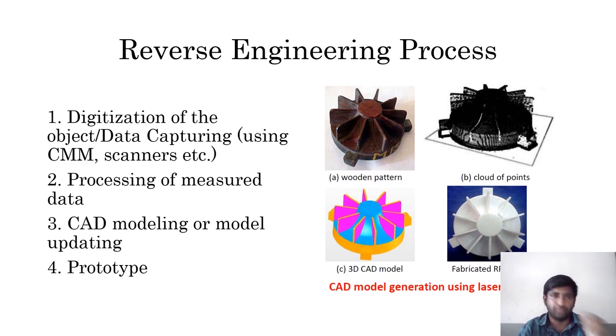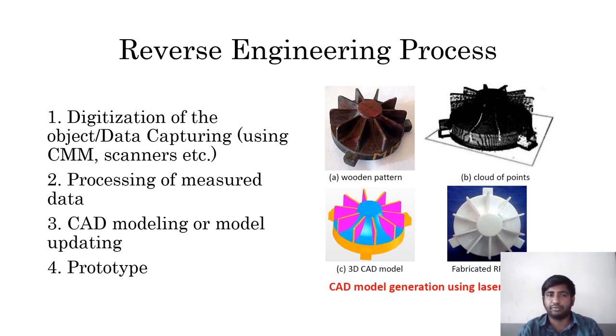Let's move on to the reverse engineering process. It has four steps. First of all, digitization of the object: data capturing using a CMM or scanner. A lot of times I already told that we have to scan the data. This wooden part is the pattern, the original part. The original part will be recreated by using a three-dimensional scanner. This is the cloud points of that wooden pattern. After that, the cloud points will be transferred into a three-dimensional model.